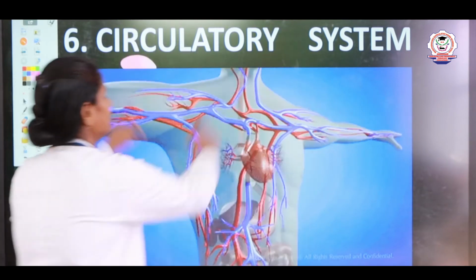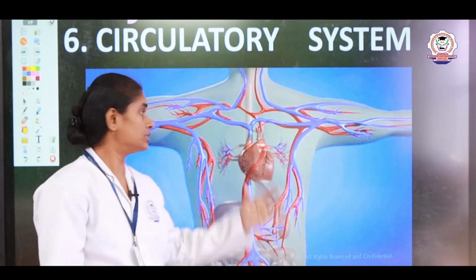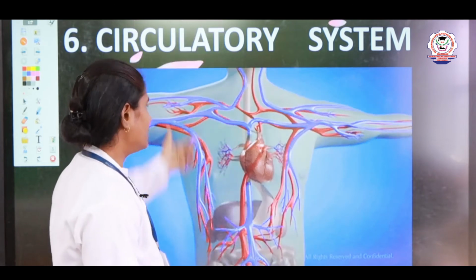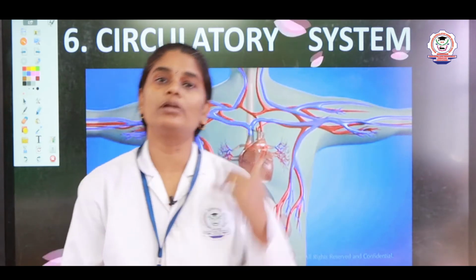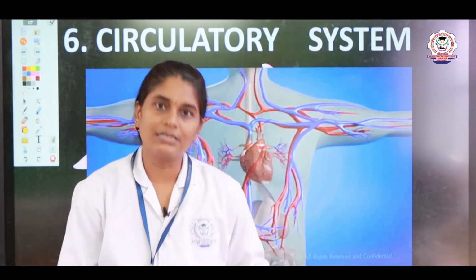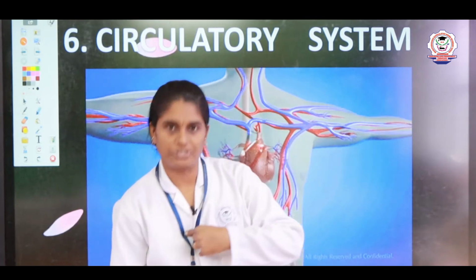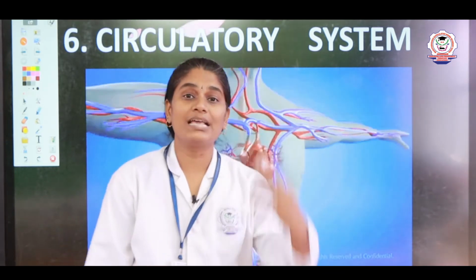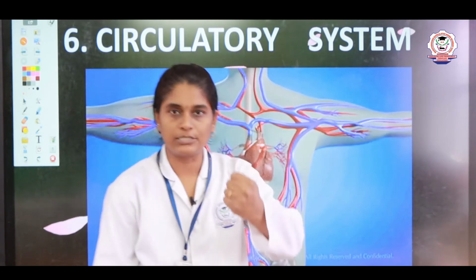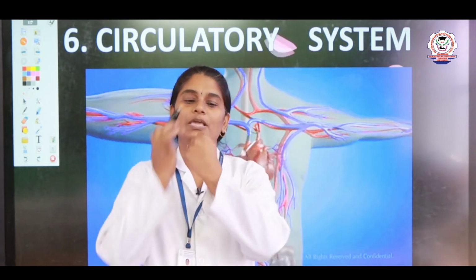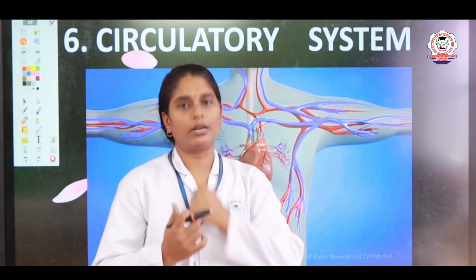So the circulatory system includes the heart, blood vessels and blood, right? Of course, we all know that the heart is a muscular organ present at the center of our chest region. It is about the size of our folded fist, right? So if you clench your fist, that will be the size of your heart.